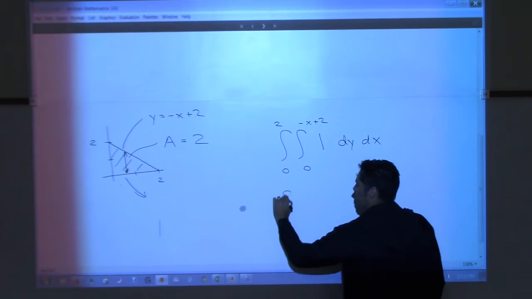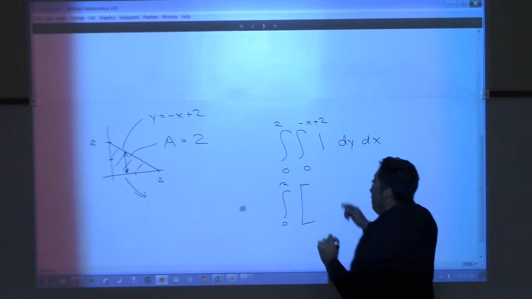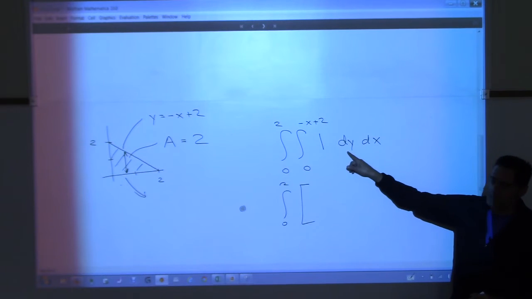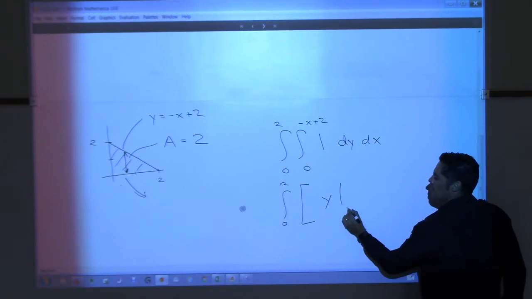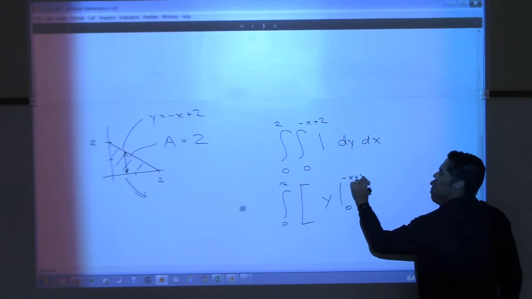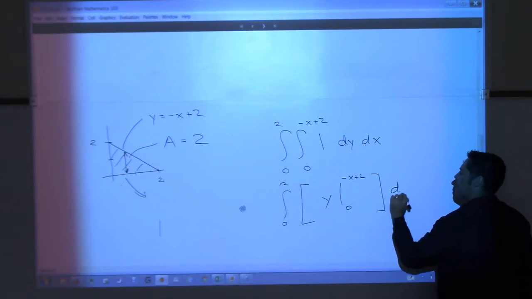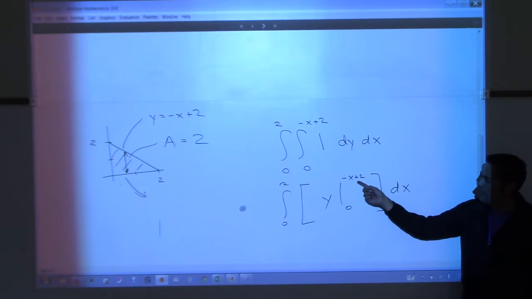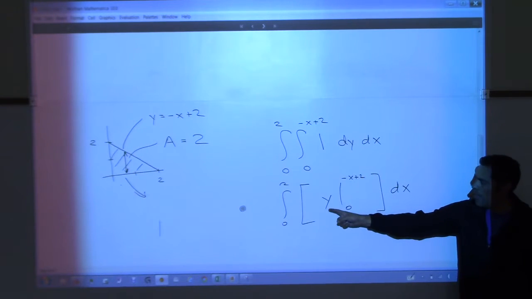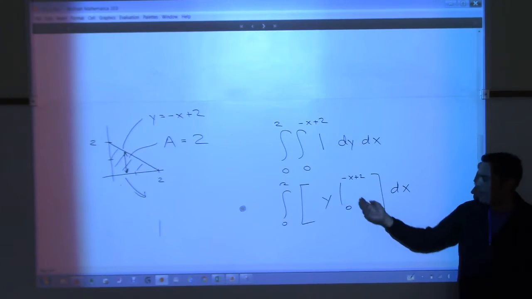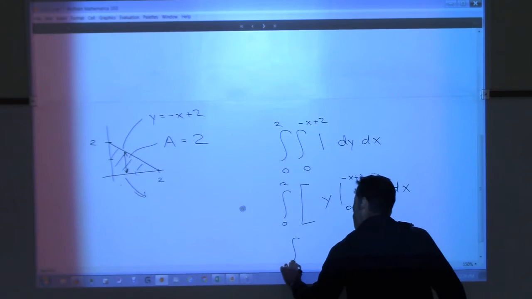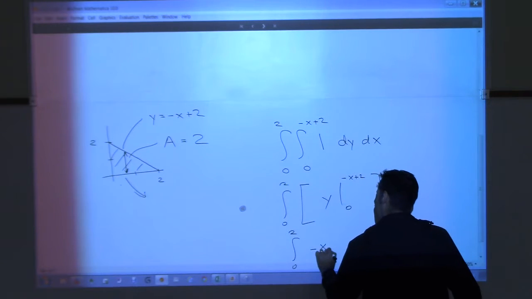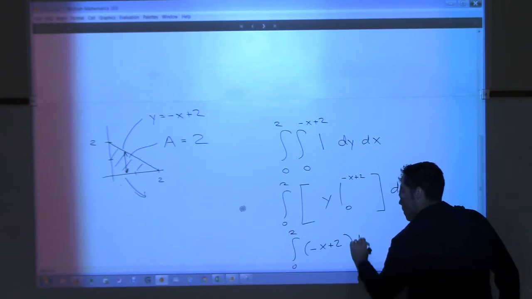All right, let's try this. Keep going. What's the antiderivative of 1 with respect to y? Just y. And where am I evaluating y? 0 and negative x plus 2. Now, what happens when you plug in negative x plus 2 for that? You just get negative x plus 2. What happens when you plug in 0 for that? You get 0. So this is just the integral from 0 to 2 of negative x plus 2 with respect to x.